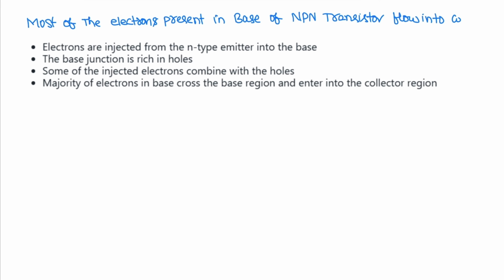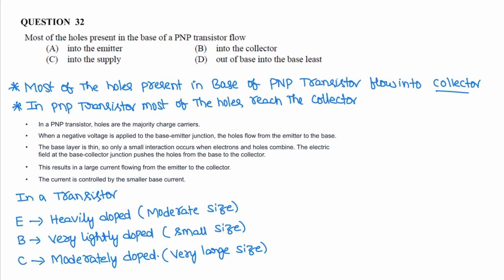Similarly, for an NPN transistor, most of the electrons present in the base will flow into the collector. Electrons are injected from the N-type emitter into the base, which is already rich in holes. Some of the injected electrons combine with holes. The majority of electrons in the base cross the base region and enter the collector region. So the correct option is that they enter the collector.